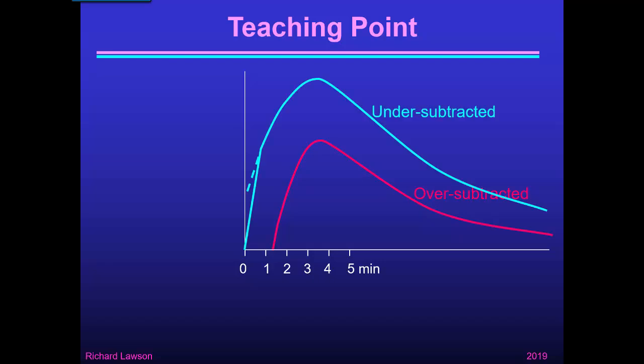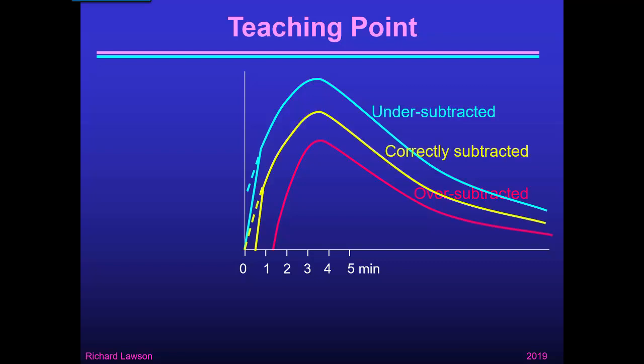The blue curve here at first sight looks like it starts from 0, and therefore you might say it's correct, but when you realize the kink and you extrapolate, that is the one that is under subtracted, because there is still blood background there. The yellow curve is the one that is correct. Although it would appear to start negative, when you recognize the kink and extrapolate, it does actually start from 0.